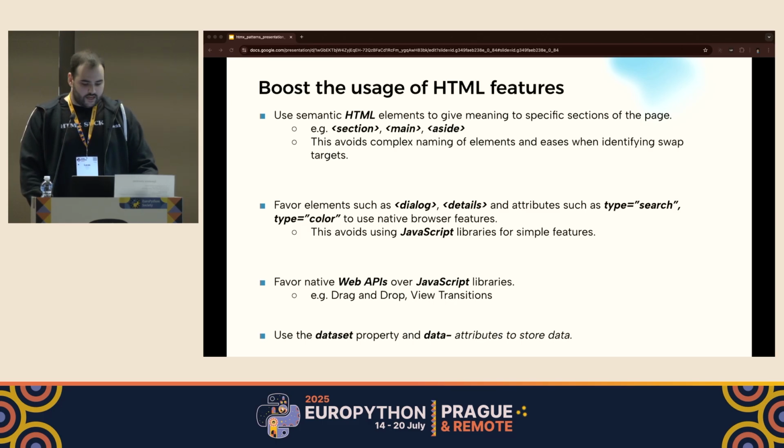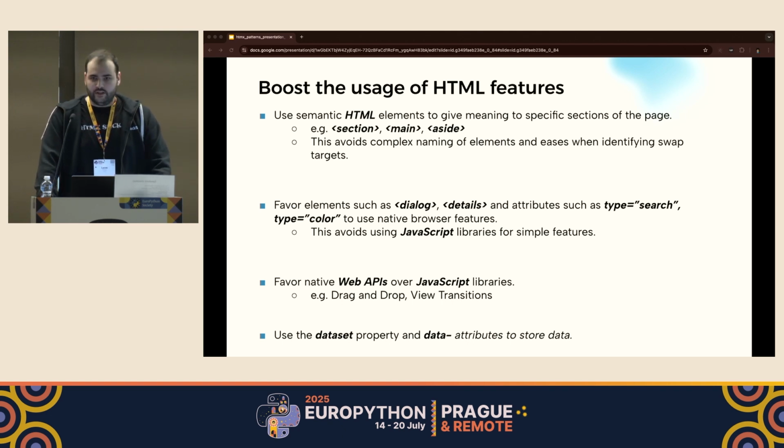Use elements such as dialog, details, input type search, and input type color instead of third-party JavaScript libraries. Those are native, those are supported. It's always better to use anything than to introduce another dependency. The same thing for web APIs, like drag and drop. You can easily, just with HTMX, do a drag and drop interface without any JavaScript. And you can also use the dataset property and the data attributes to store the static data.